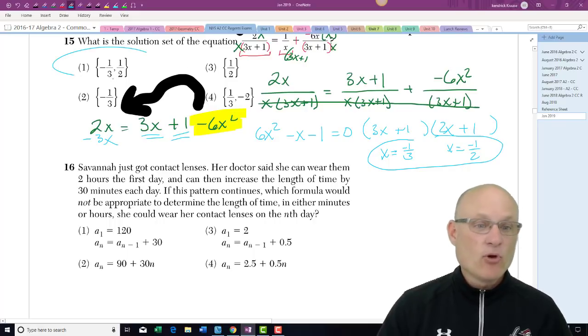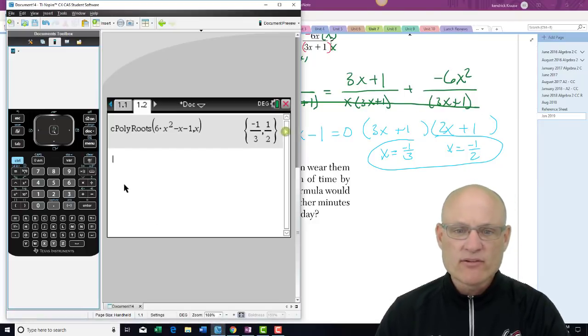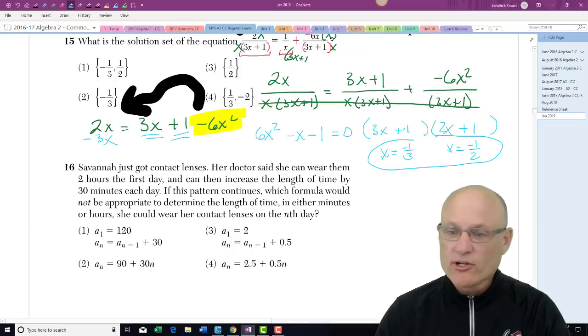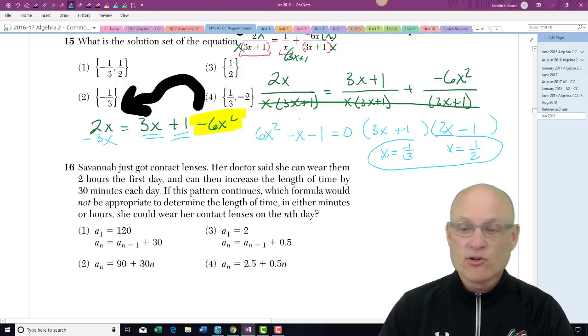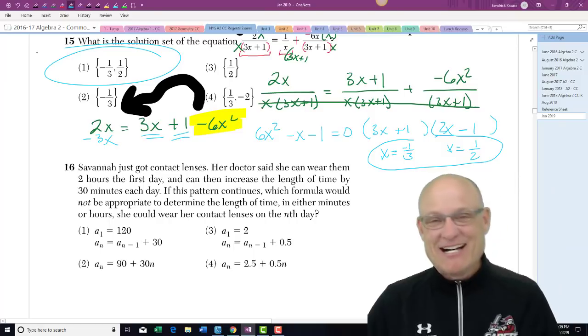Now, therefore, that's the right answer. Whoa, that's not the right answer. Oh, wait, one of these has to be negative, one of these has to be positive. See how it's negative 1/3? But this was positive 1/2. So that means this is negative. All right, so negative 1/3 and positive 1/2. There's the right answer. Yes, I'm done.